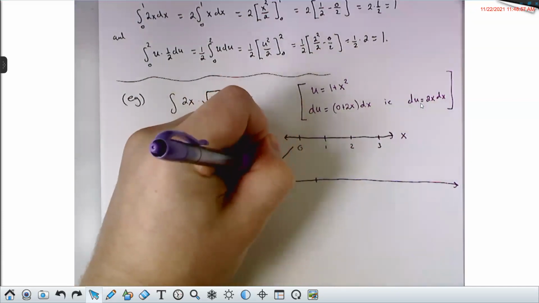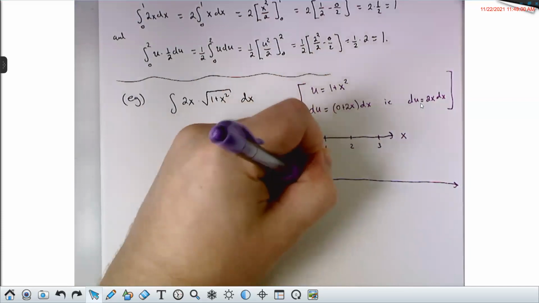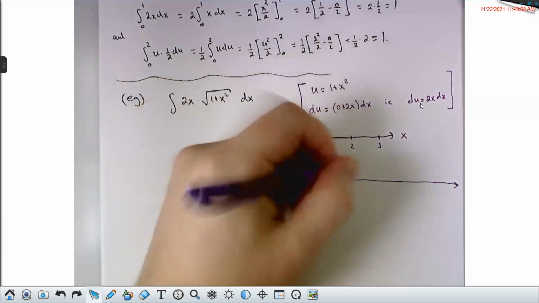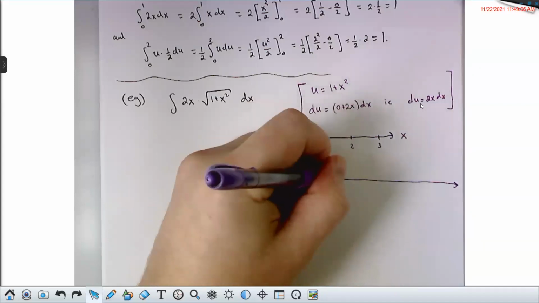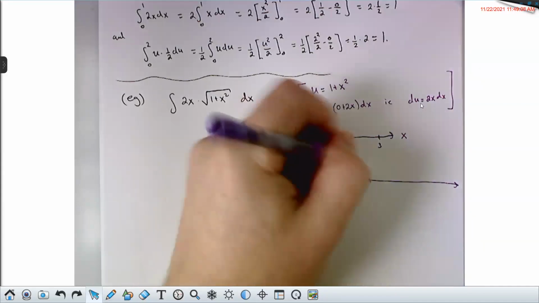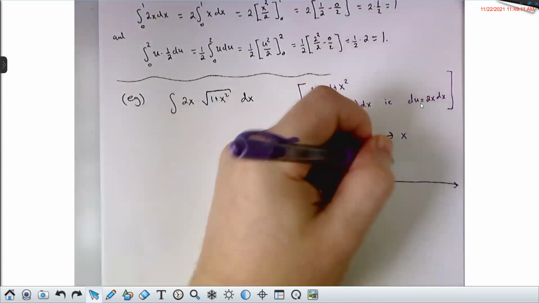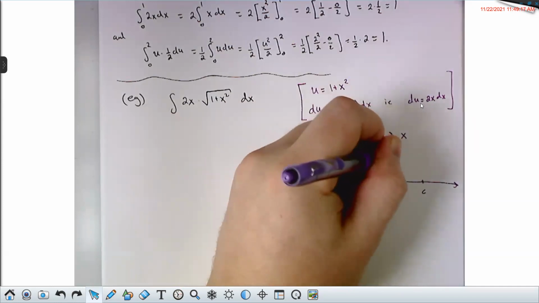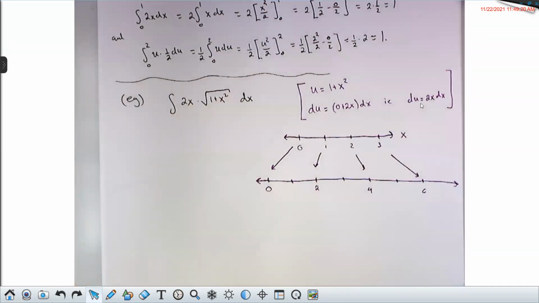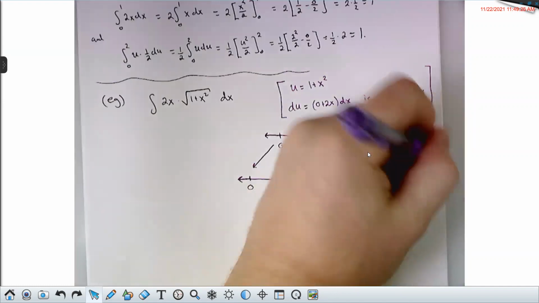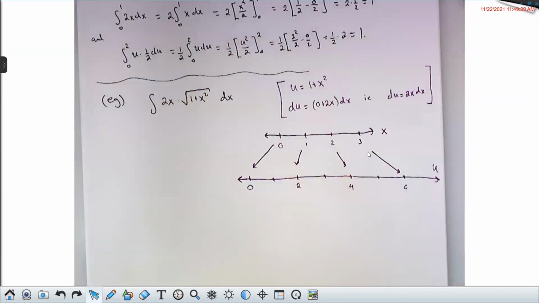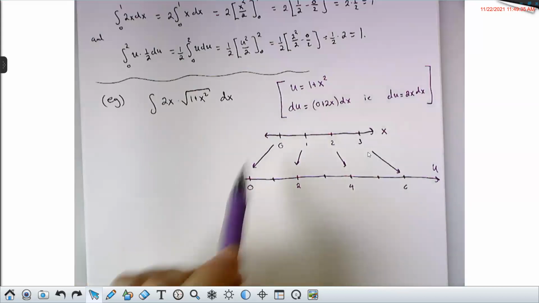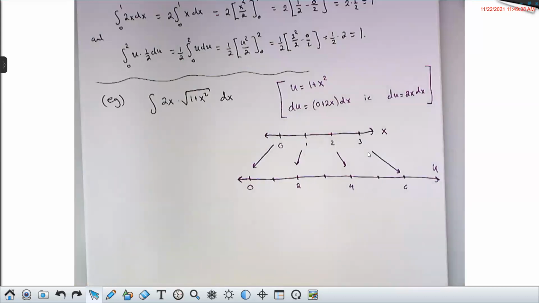So 0 stays 0, 1 gets stretched out to 2, 2 gets stretched out to 4, all right, 2 times 2. 3 times 2 is 6, so this would be 4, 5, 6. All right, so we're stretching out the x-axis to get the u-axis. This is what's going on geometrically. You don't need to draw this when you do these things. This part's just for fun.